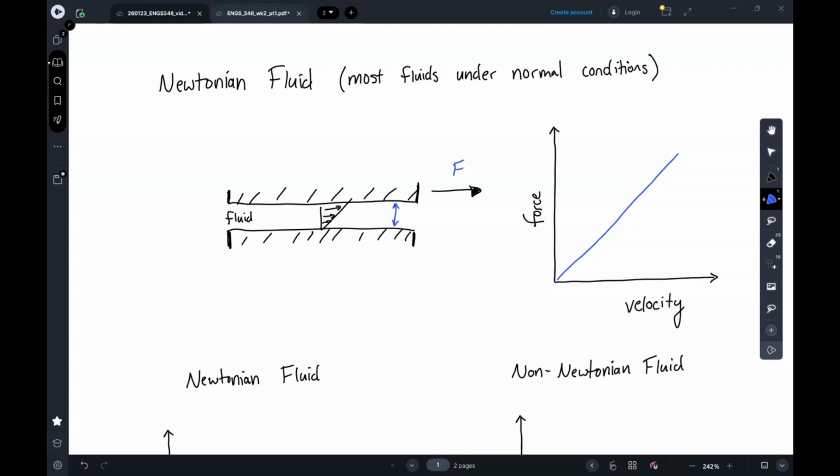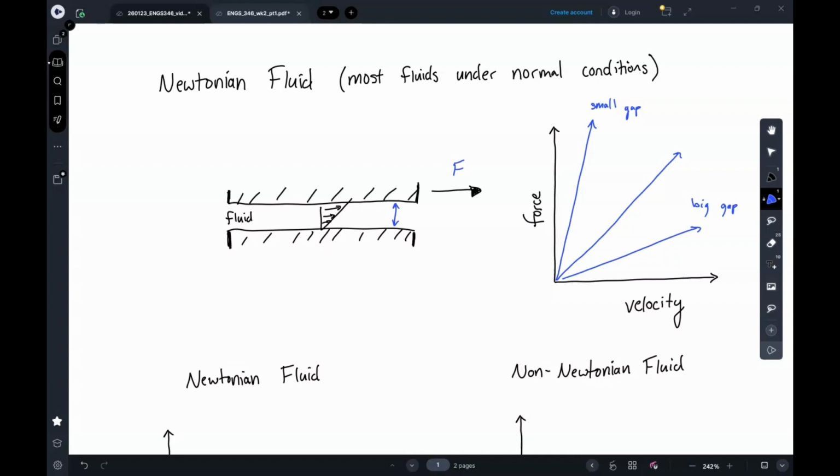But if you had a different size gap, the slope would be different. If you had a smaller gap, then it would take more force to move at the same speed. If there was a bigger gap, it would take less force. So that was what was observed.